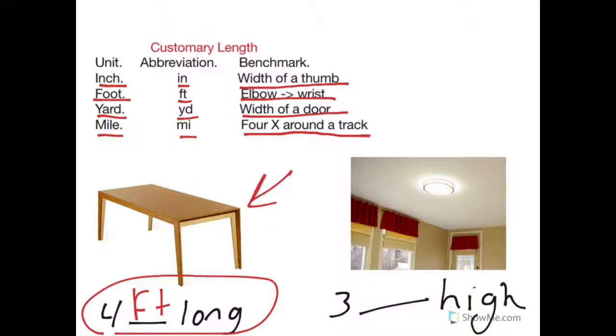A bedroom. The height of the ceiling. How high up is the ceiling? Do you think it's 3 inches tall? No, it's not an ant bedroom. I think it's 3 feet tall. That'd be a very small room. You'd be doing some crawling around. 4 yards tall, that sounds reasonable. 4 miles tall, I don't think so. Yeah, we're looking at 4 yards high. Okay, that's our customary length.